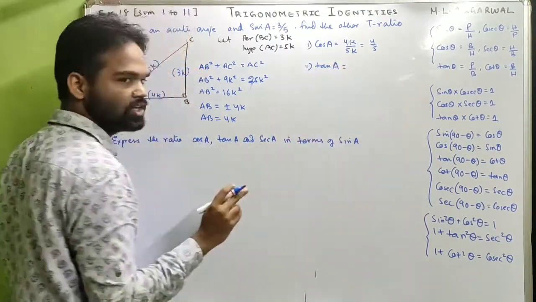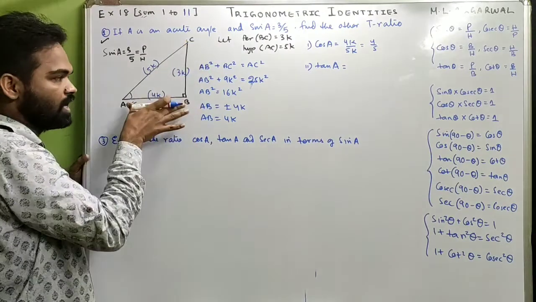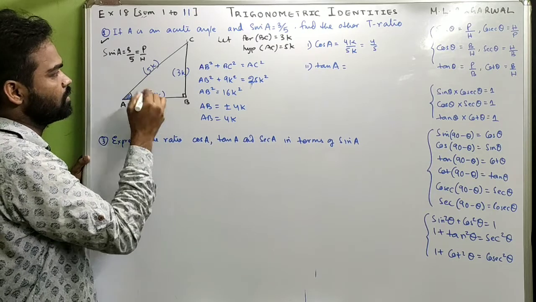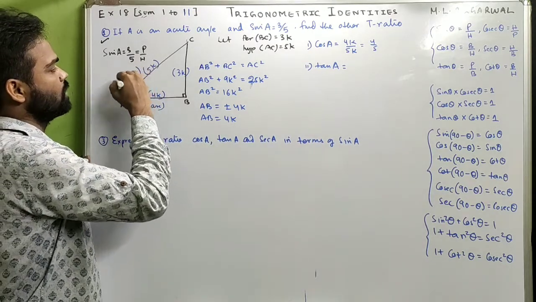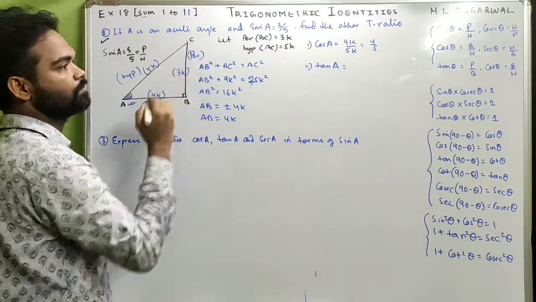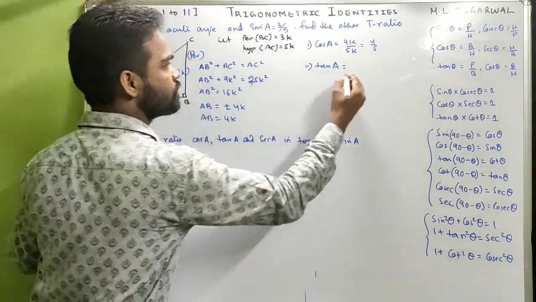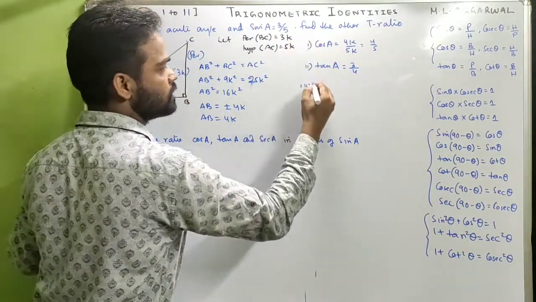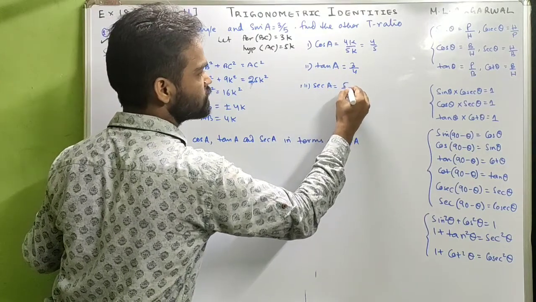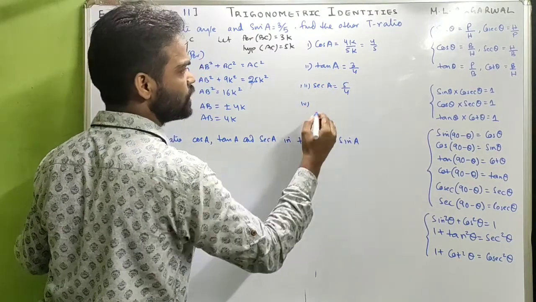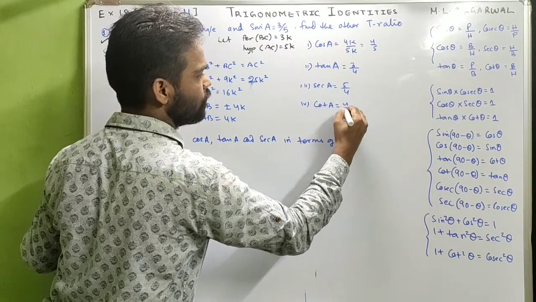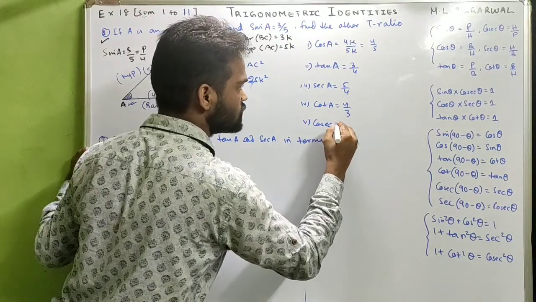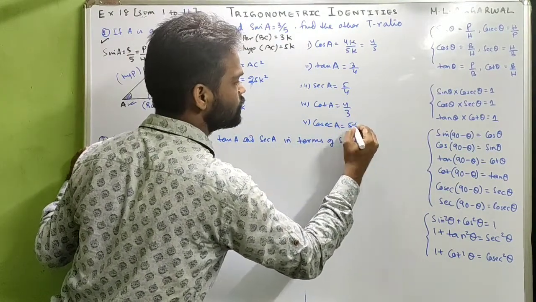Tan A, tan is what? Perpendicular by base. See, with your angle, you have base and hypotenuse, and opposite is perpendicular. So tan is perpendicular by base, which will be 3 by 4. Now, once you have cos A, sec A will be the reciprocal, which is 5 by 4. Tan A is 3 by 4, so cot A is 4 by 3. One more. Sin A is 3 by 5, so cosec A will be 5 by 3.